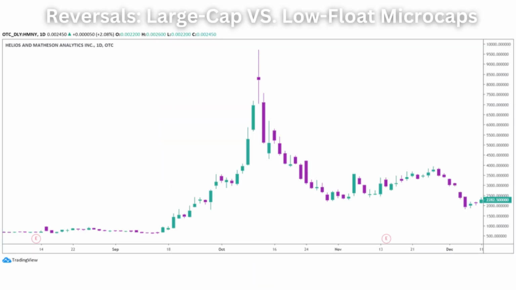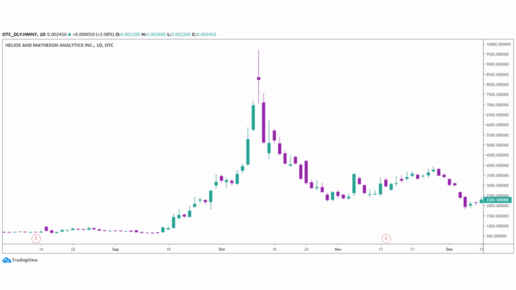Now let's go back to continue. Reversals, large cap versus low float microcaps. Low float momentum stocks do move differently than their large cap counterparts, though. It's not uncommon to see a parabolic run-up soon followed by a congruent sell-off.